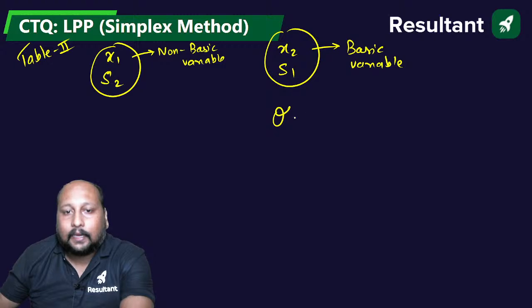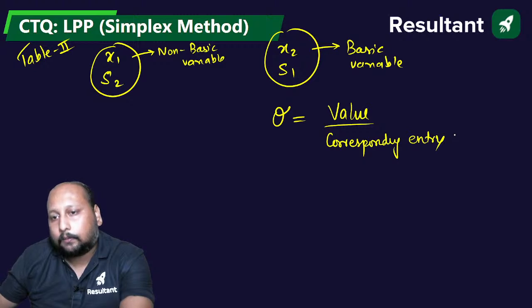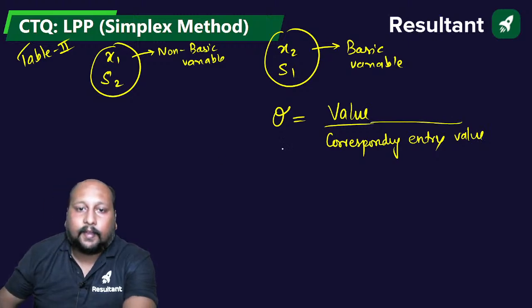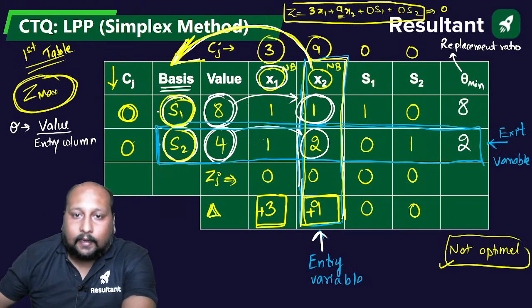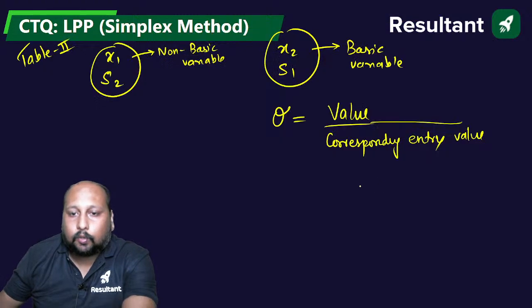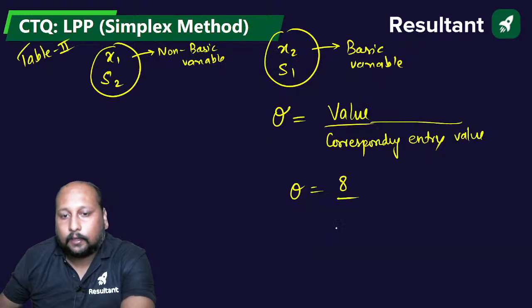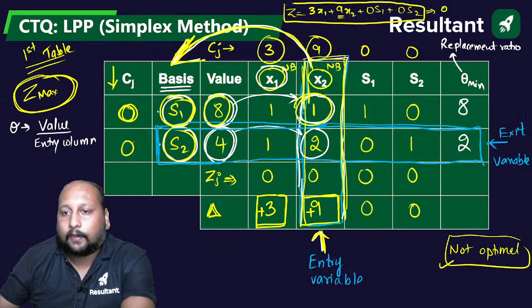What is theta? Theta is equal to value divided by the corresponding entry value. हाँ ठीक है, fine. So what is this? देखो, ये वाला particular x2 वाला कॉलम is the entry variable that we have seen. Now value is 8, so for one, that is 8 divided by 1, so that is equal to 8. So we are getting this value to be 8.